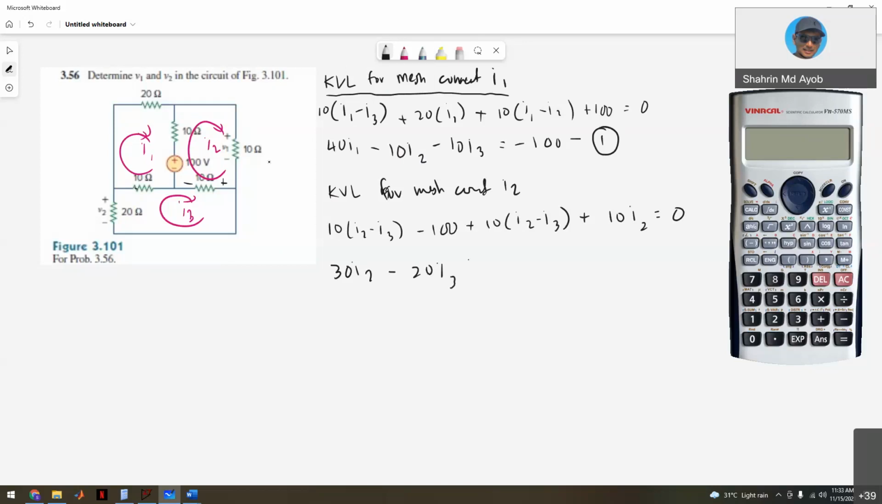Doctor, I think one of the 10 should be I2 minus I1. Which one? For mesh current I2 we have two of 10 I2 minus I3. I think one of them should be I2 minus I1. I2 minus I1. Oh, okay. Yes, I2 minus I1. Okay. Thank you.